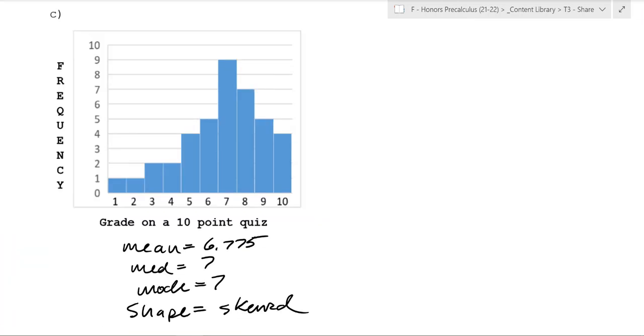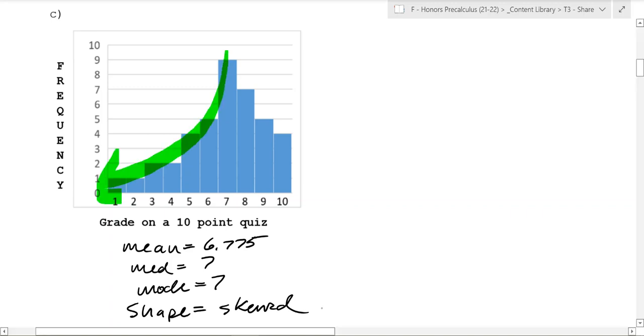And on this one right here, it's very similar to the one we just had. If you do all the math out, you get a mean of 6.775 and a median and a mode of 7. And the shape in this case is going to be skewed to the left because the tail goes to the left here.